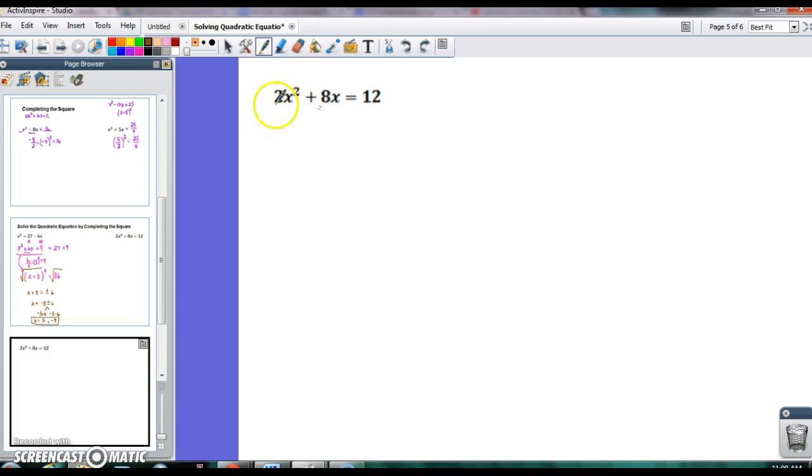Okay, I already have the x terms by themselves on this side of the equation. However, I have this 2 in front, and I can't do what I need to do with that 2 there. So I'm going to go ahead and divide everything by 2. Whatever I do to one side of an equation, I have to do to the other. So I end up with x squared plus 4x, and I'm going to leave a space, is equal to 6.